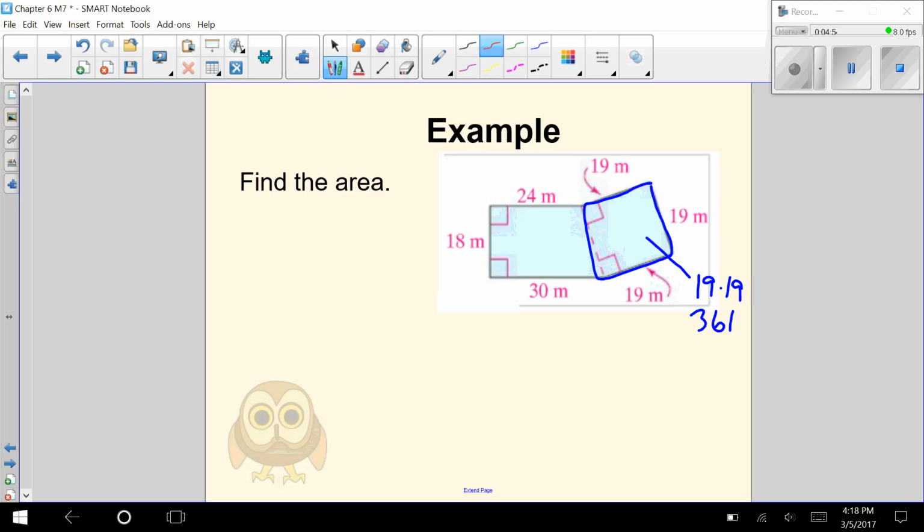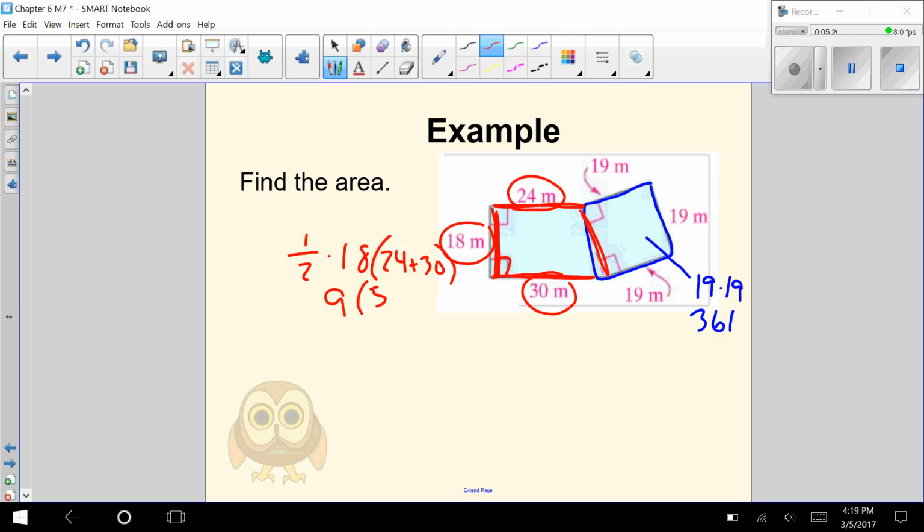All right, now let's look on the left-hand side. I have a set of parallel sides. This one is not parallel to this one though, so it is a trapezoid. Our height has to be this 18 since it is perpendicular to the two bases. So the 24 and the 30 are our bases. So the area of that is 1/2 times 18 times 24 plus 30, which is 9 times 54, which gives me 486 is that area.